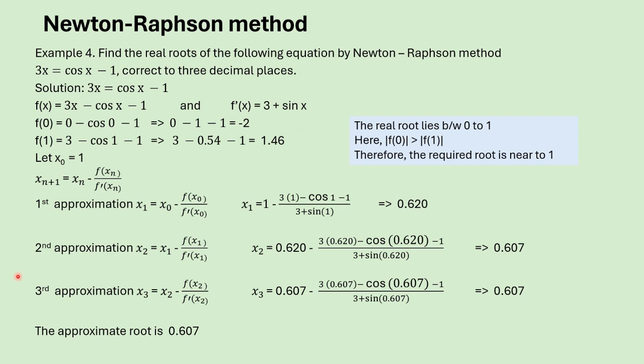Now second iteration we have to do: x2 is equal to x1 minus f of x1 by f dash x1. So here the value of x1 is given here. We have to put the value of x1 here, and on simplification we get this. Now we'll start with the third approximation. x3 is equal to x2 minus f of x2 by f dash x2. So x2 value we have already got from here. We'll put the value of x2 here and substitute in these two, and after simplification we get this. Now we see this value and this value are the same. So we can stop the iteration and the approximate root is 0.607.